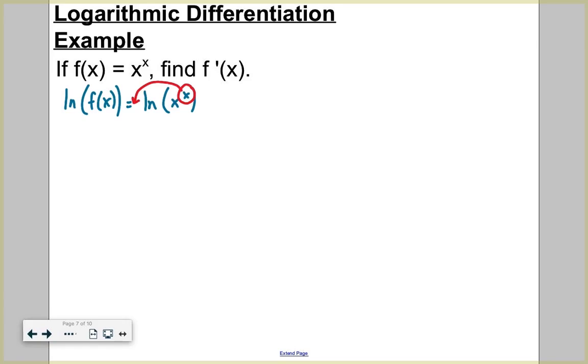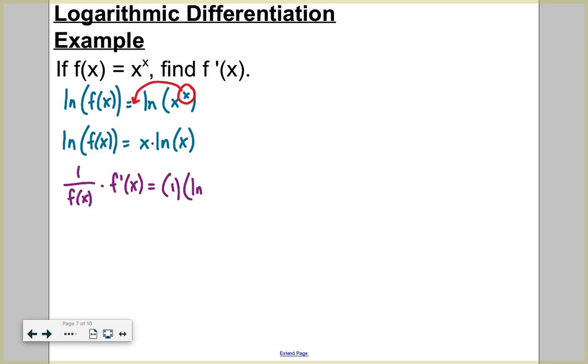So what does that leave us with? That leaves us with the natural log of f of x equals x times the natural log of x. And now we can take the derivative. So we know the derivative of natural log of x is going to be 1 over f of x times the derivative of the inside. And that equals, and now we have x times the natural log of x, with times being the all-important term here, meaning product rule. So the derivative of x is 1, and that's times the natural log of x, plus x times the derivative of natural log of x, which is 1 over x.